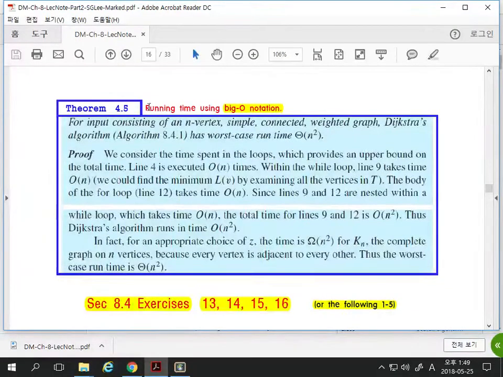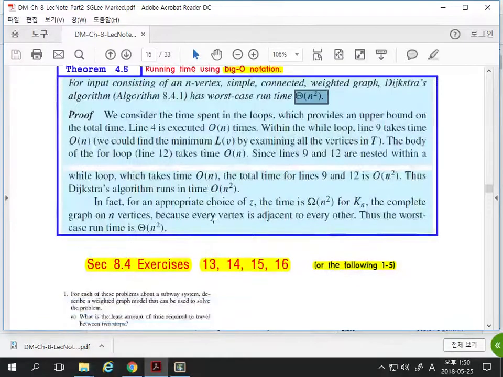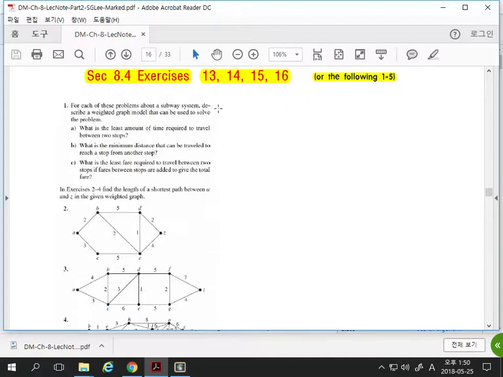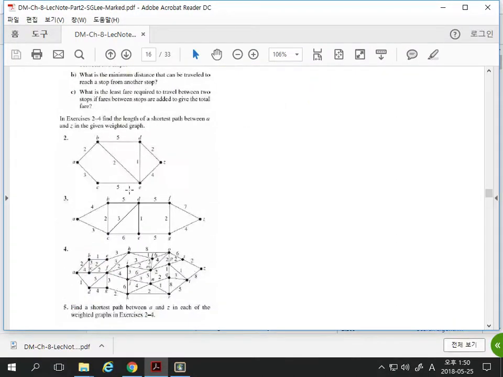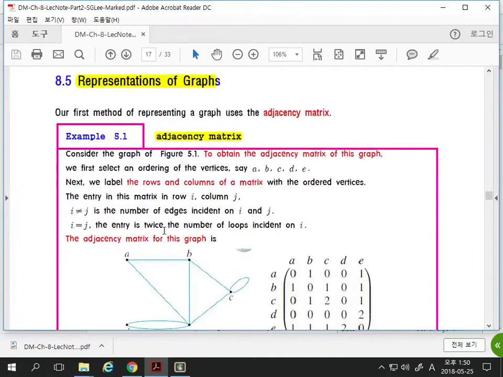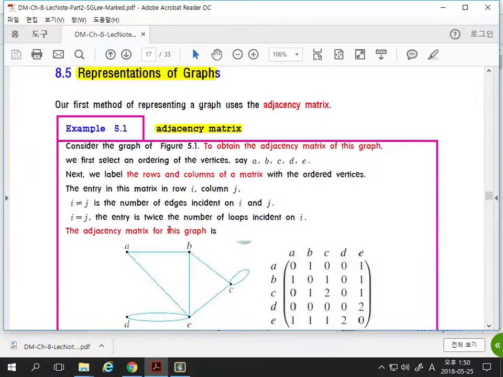The last theorem shows the running time by using big O notations. It tells us theta of n squared time is needed for Dijkstra's algorithm. This is the analysis. And this is the problem that you're supposed to solve, or you can solve some easy problems that I gave you. That's your choice. Next, representations of graphs.